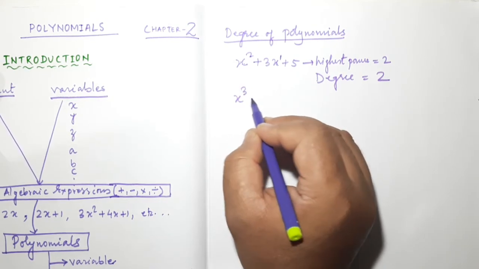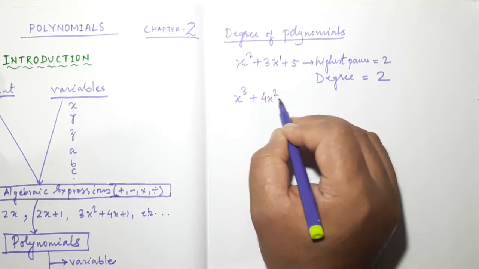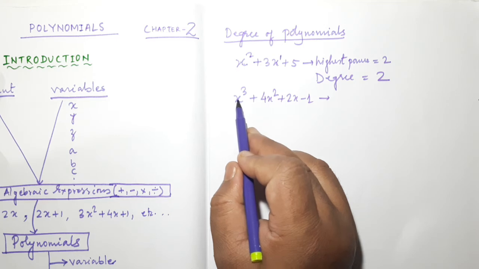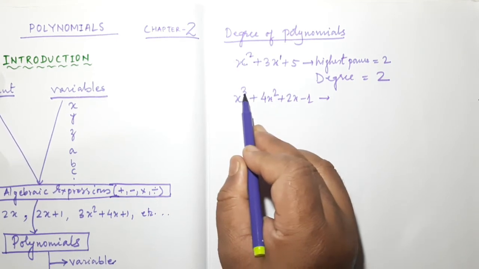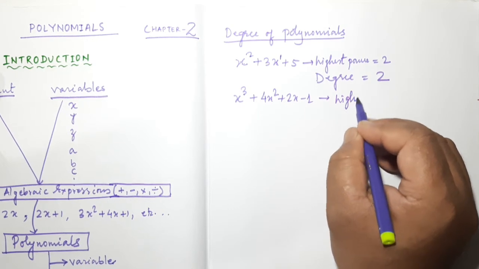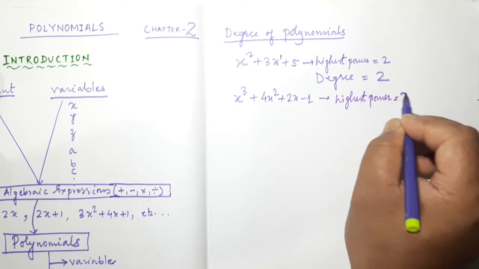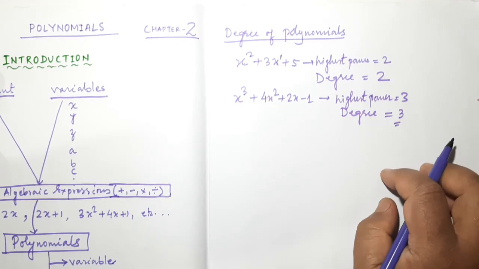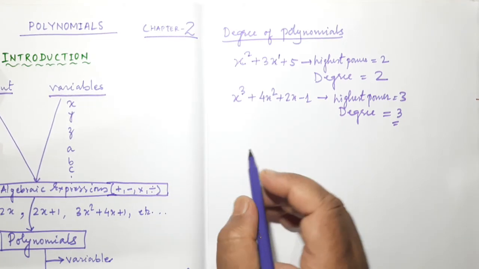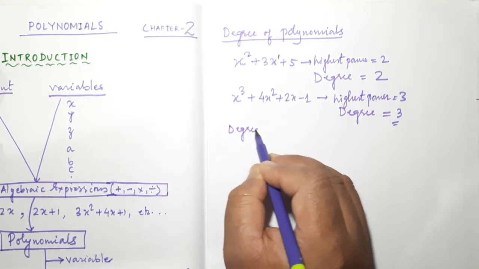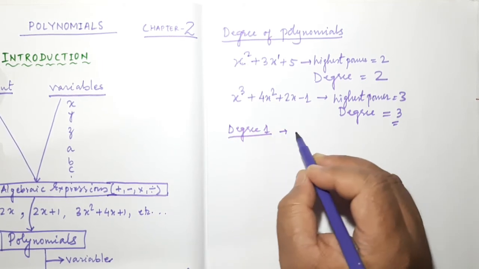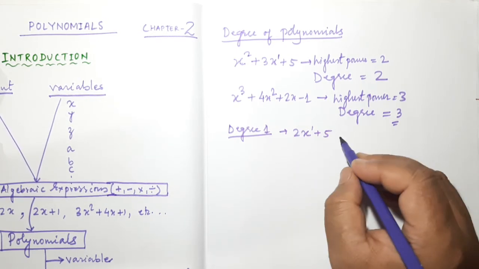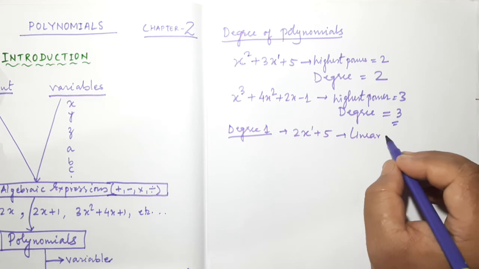One more example: x cubed plus 4x square plus 2x minus 1. What is the variable here? x. The highest power is 3, so the degree will be 3. Now if the degree is 1, for example 2x plus 5, where the degree is 1, this kind of polynomial is called a linear polynomial.